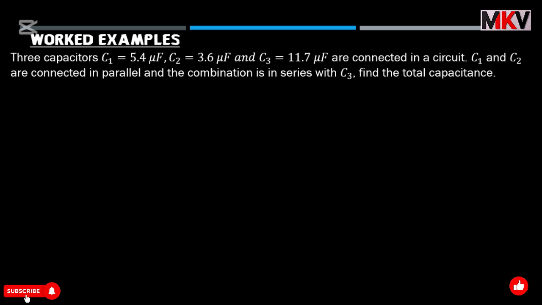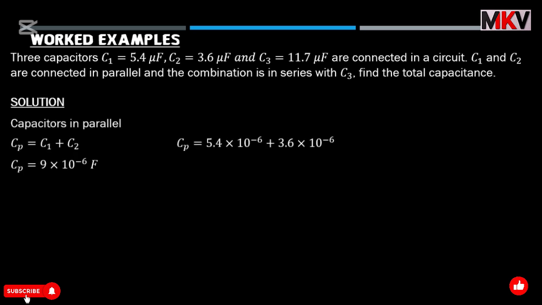So if we imagine the diagram, we have C1 and C2 connected in parallel. Then their combination is connected in series to C3. So picture the diagram as such. Now let's look at our solution. For the capacitors connected in parallel, the equation that will be used to calculate their total capacitance is Cp equals C1 plus C2.